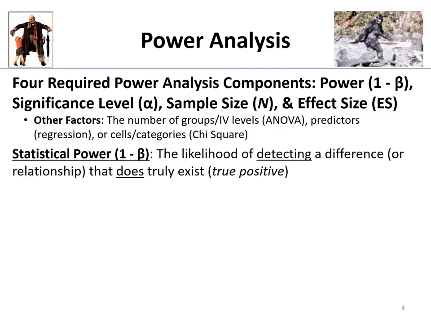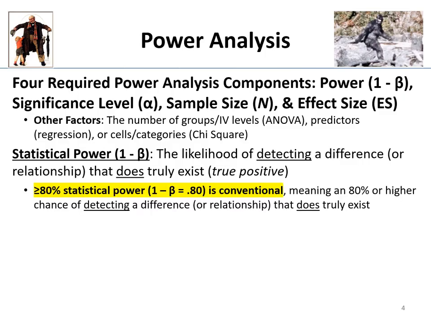So statistical power, what is it? Well, it's your likelihood of detecting a difference or relationship if one truly does exist. So it is your ability to find true positives. Reject the null when you should. About 80% or higher statistical power is considered conventional. So that's what we go for. What does that mean? Well, it means that you have an 80% or higher chance of detecting a difference or a relationship if it really does exist.